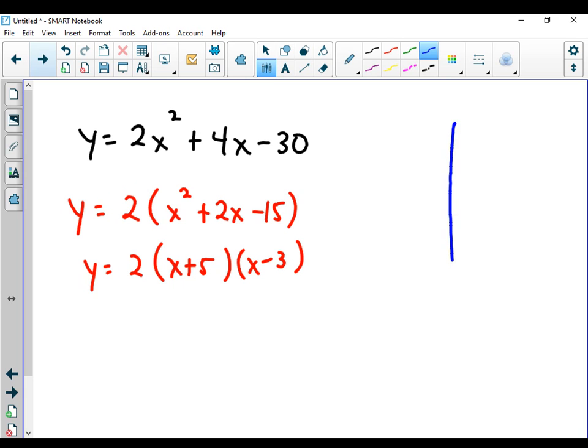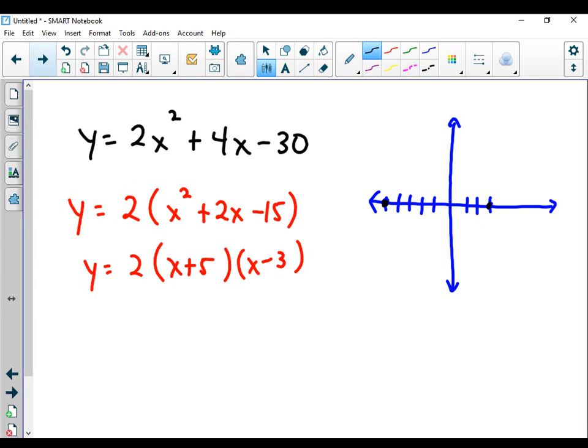So I could find the x-intercepts in my graph, because that would be when y equals 0, and x plus 5 would equal 0 at negative 5. So I know that. X minus 3 would be 0 at positive 3. So I do know those two things.